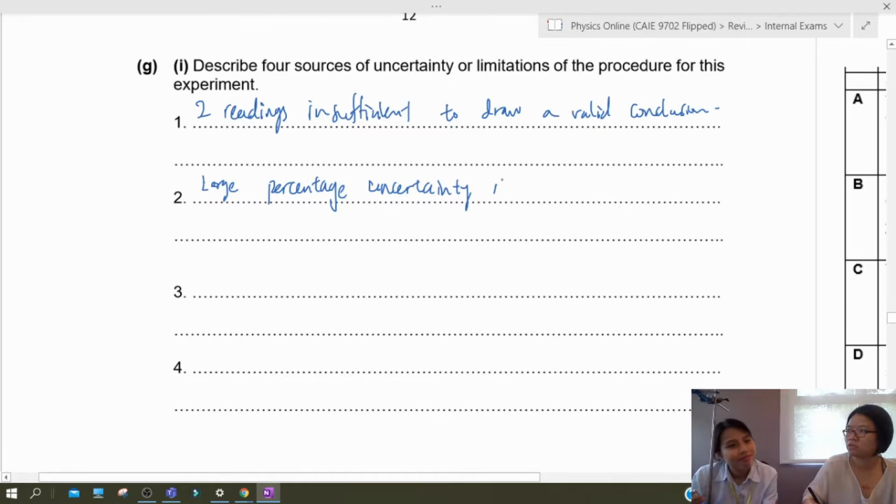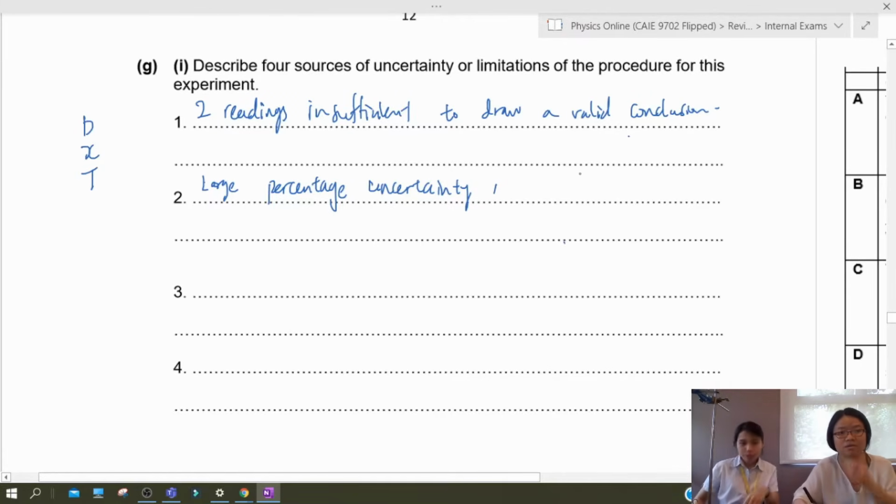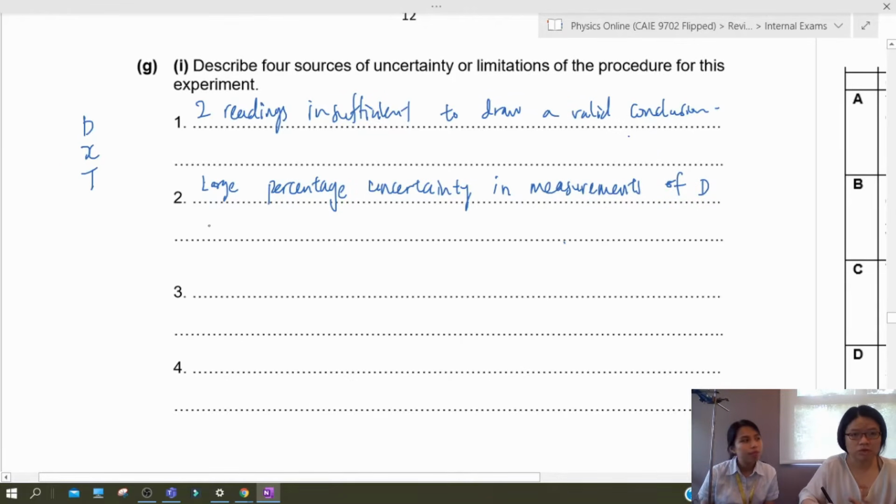In which measurement? You measure D, X, and T. Okay, better say. So you must say, I guess we should always add what measurement we are measuring. Large percentage uncertainty in measuring what? D. I guess if you want to throw in the reason, better. If can, right? Yeah. Sometimes the mark scheme will be strict one. So I say due to, you give a reason. Small value of D.